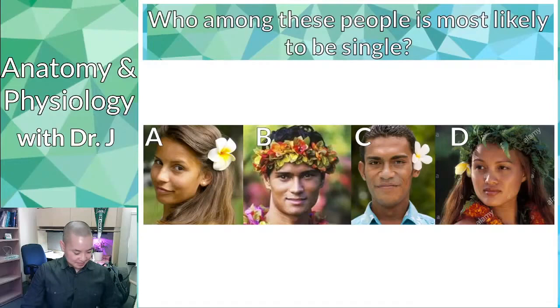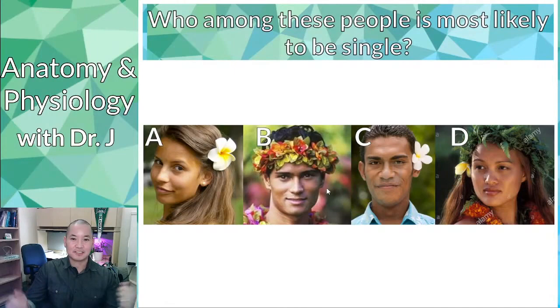And why is that? Well, notice where the flower is on all of these people. This person is hard to tell. She's wearing her flower on the left side. He's wearing the flower on the left side. She's wearing her flower on the right side. And he just has a haku lei. He doesn't have a flower on either side. He has flowers all over the place.